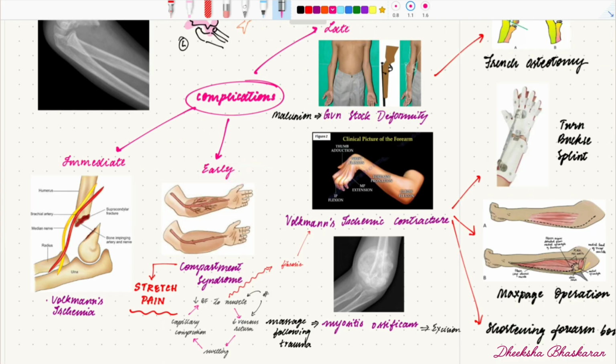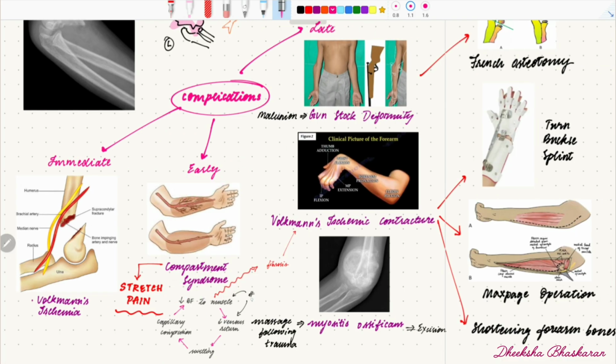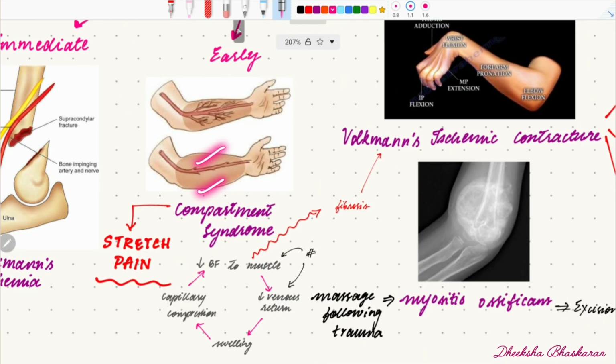Early complications would include compartment syndrome. There's a fracture, which basically causes swelling in the area, and there's reduced venous return. All of this can cause reduced blood supply to the muscles, and there's swelling, venous congestion, and fluid retention in the muscles of the forearm, especially the flexor compartment of the forearm. This causes a vicious cycle where there's no blood supply to the muscles at all, and there's increased pressure inside the flexor compartment of the forearm, and progressive swelling of the limb occurs.